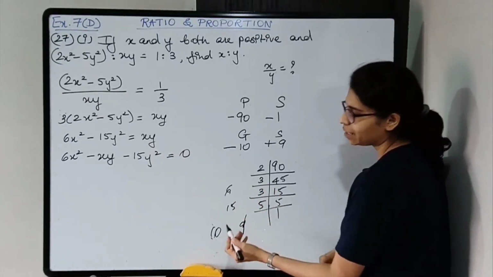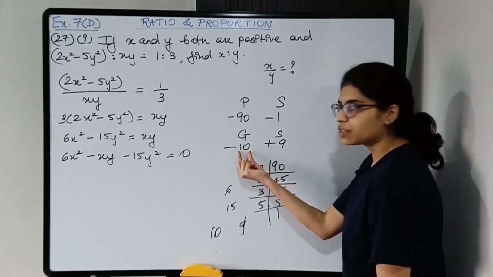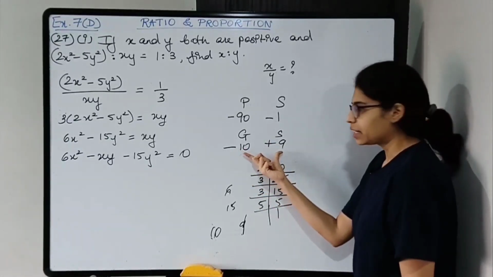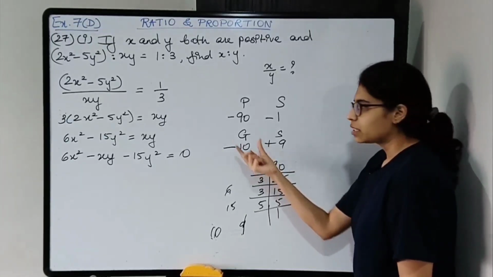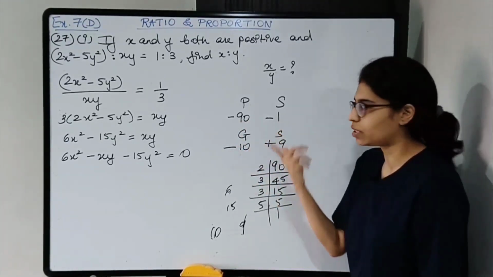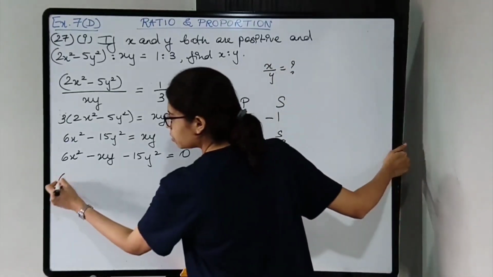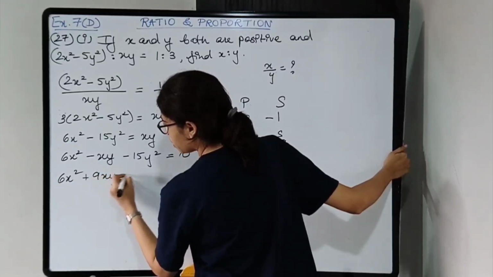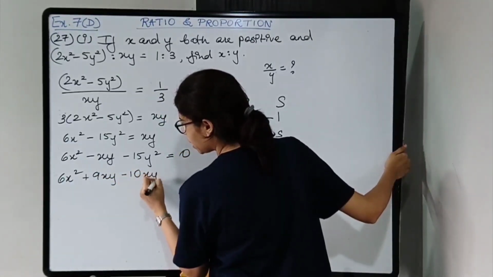So 9 and 10 are the factors. Greater one is 10, so 10 is negative and 9 is positive. You can check. 9 into minus 10 gives minus 90, and 9 minus 10 gives minus 1. So you will split the middle term, it will be 9xy minus 10xy.